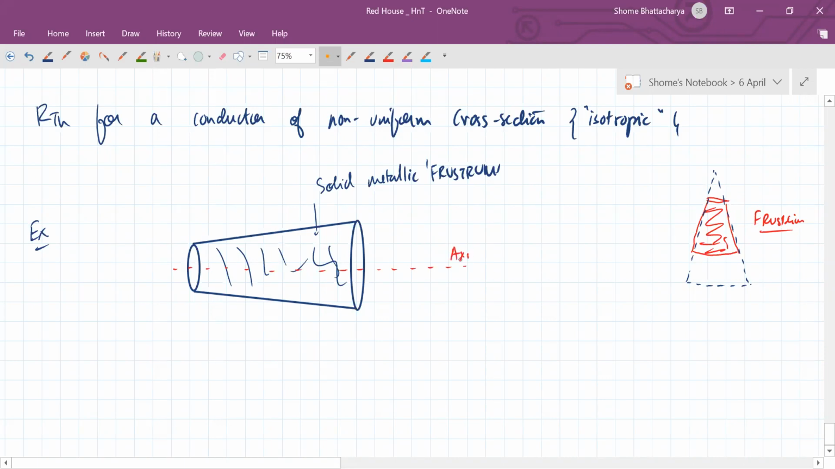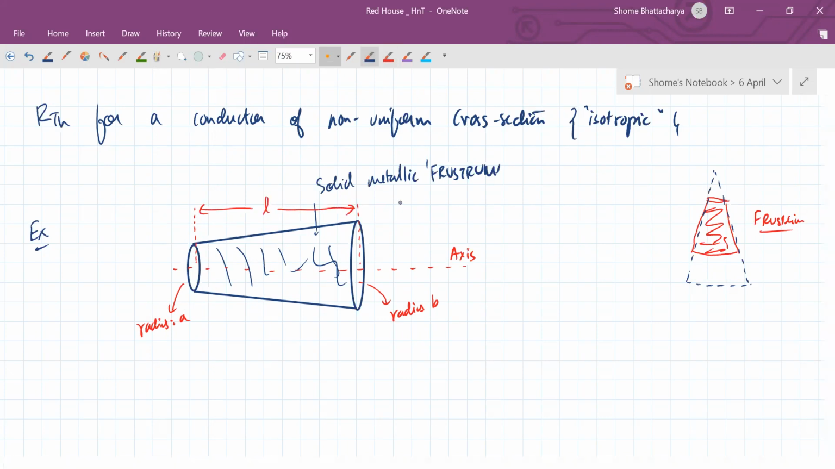This is the axis. So now suppose this surface has a radius of small a. This surface has a radius of small b. Okay. And the axial length, that is from one face to the other face, this perpendicular distance is L. And the solid metal has thermal conductivity K.